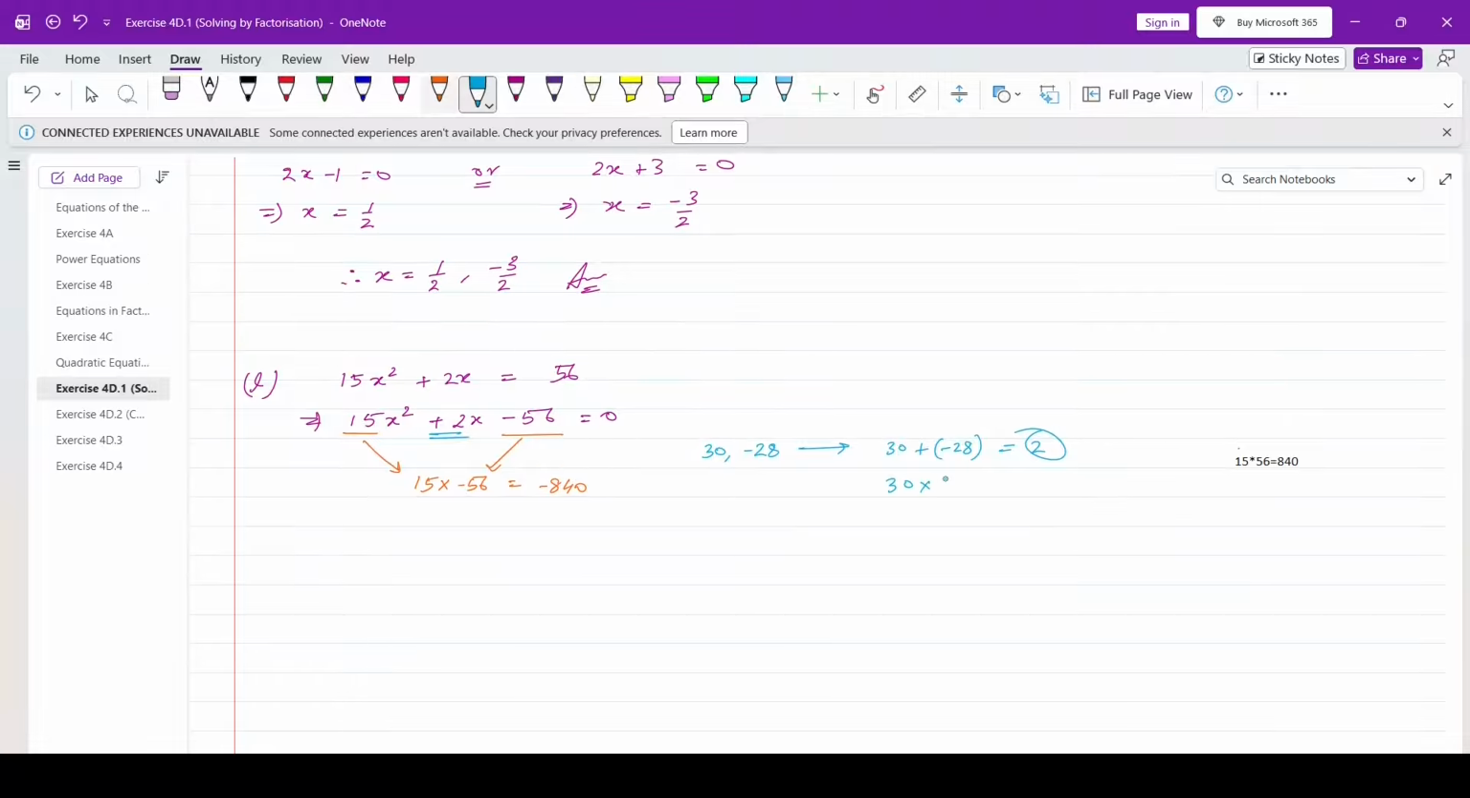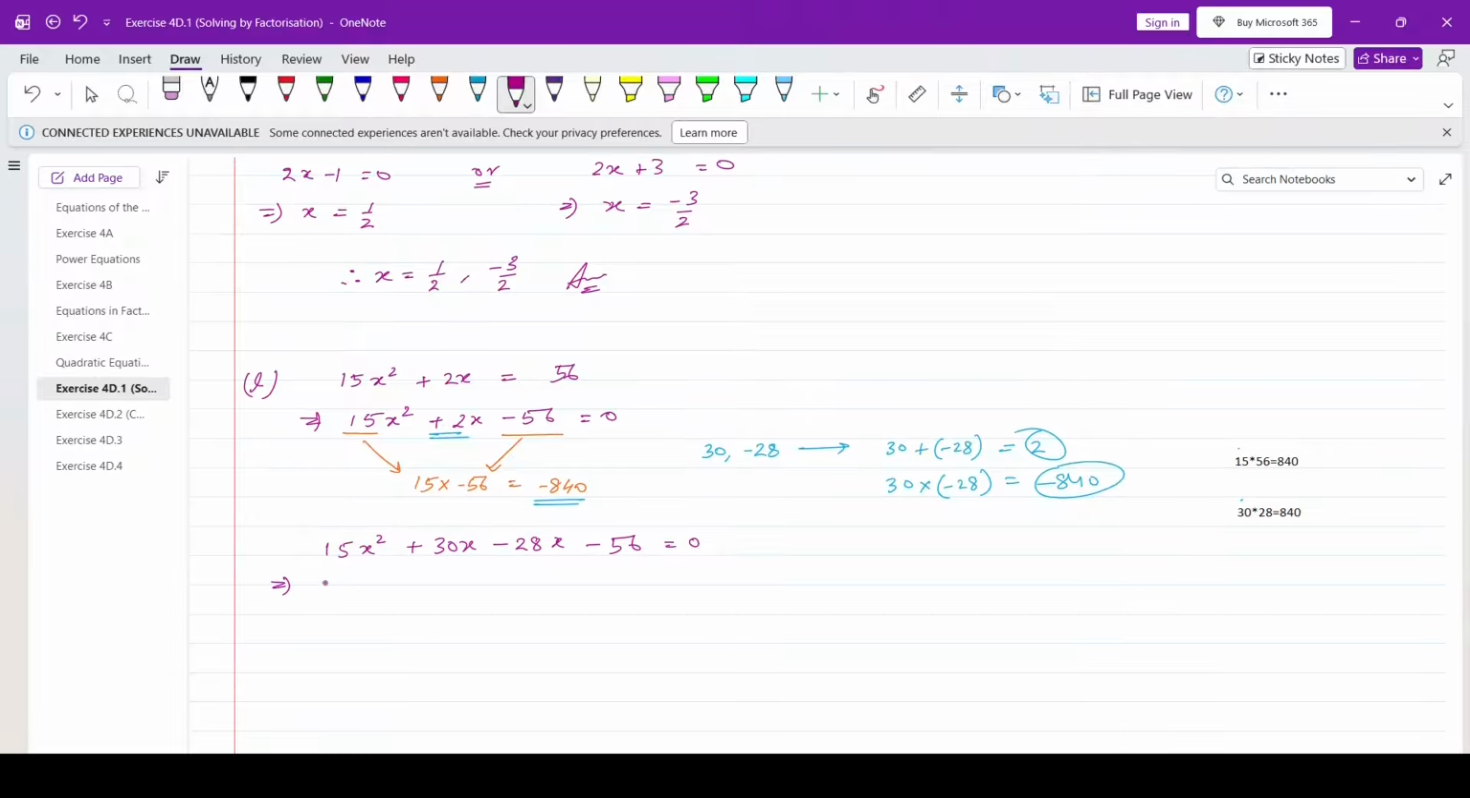And 30 times negative 28 is negative 840. That is equal to this number. Therefore, we can rewrite this equation 15x square plus 30x minus 28x minus 56 is equal to 0.